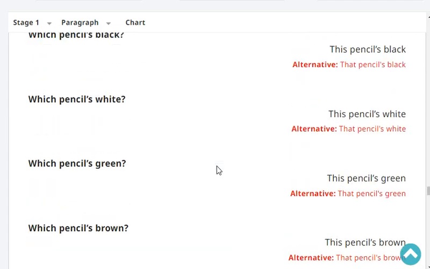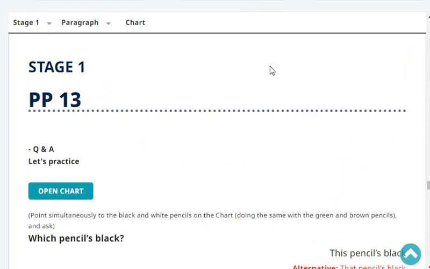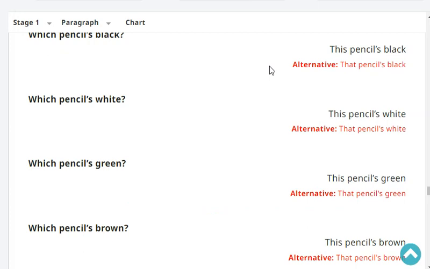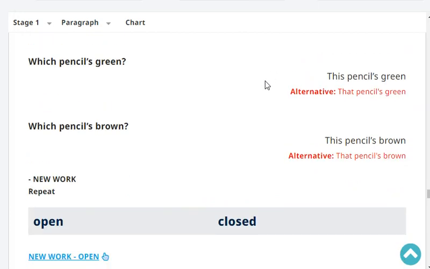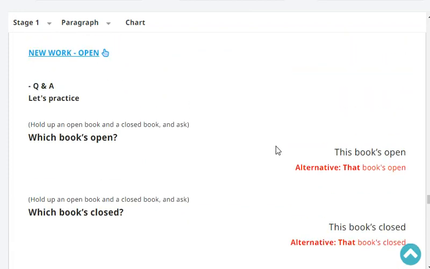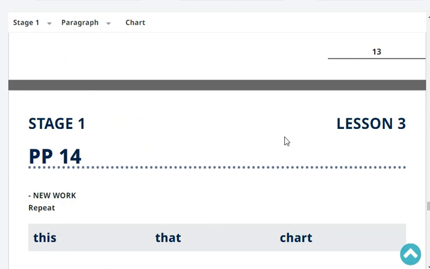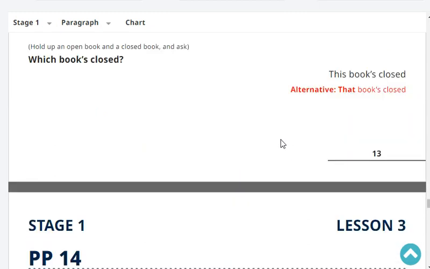And which pencil is black? This pencil is black. Which pencil is white? This pencil is white. Which pencil is green? This pencil is green. Which pencil is brown? This pencil is brown. And open, close. Which book's open? This book's open. Which book's closed? This book's closed.